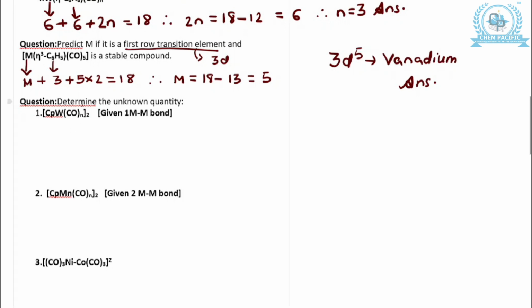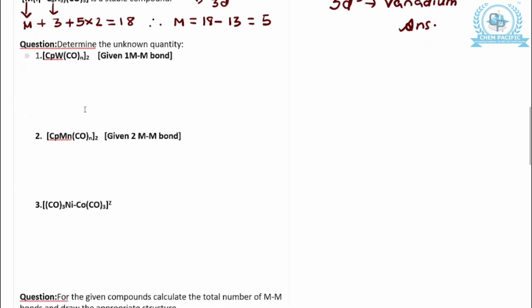Let us move on to the next question. Determine the unknown quantity, and the information they have given you is they are having one metal metal bond. Now let's solve this. Now CP in general, if they give like this, you have to consider it as in the eta 5 mode. If it's in the eta 5 mode, obviously it is 5 electron donor.